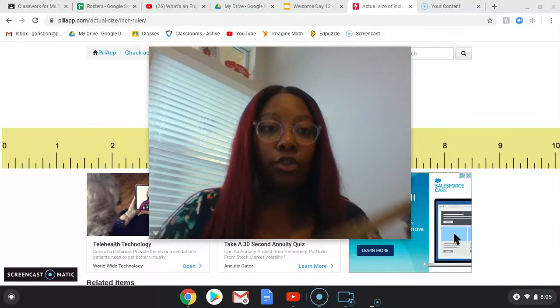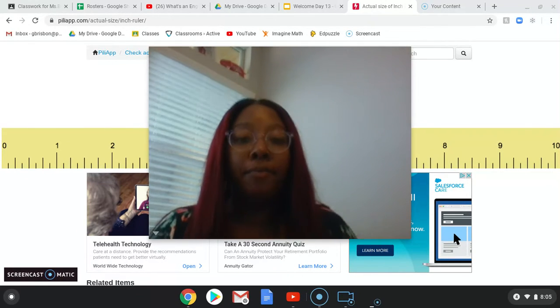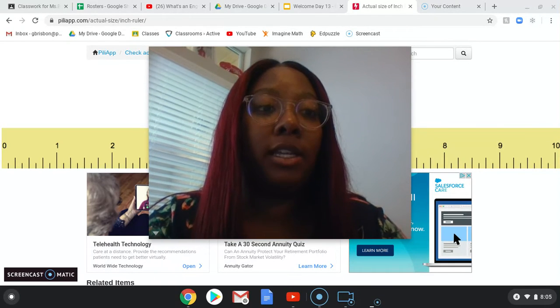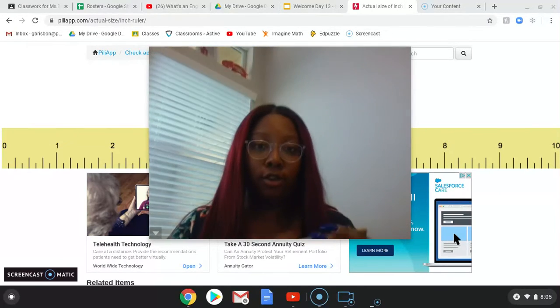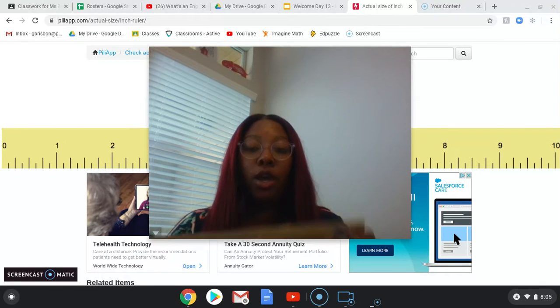If you don't have a ruler, you'll see in the background, I have the ruler website up. If I was to put it up, it would be the same exact measurements. I'm doing it now, and I already did this, so I know it is real. You have only 10 inches on yours, but that's completely fine.